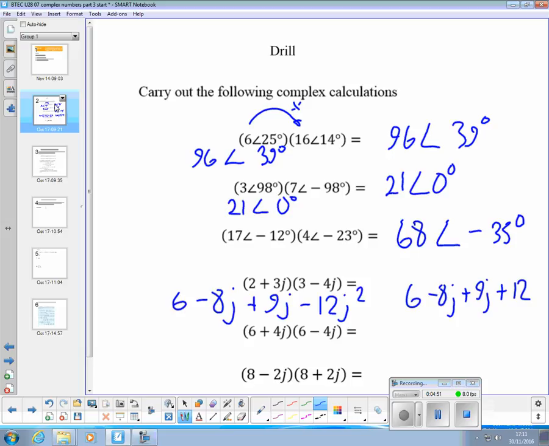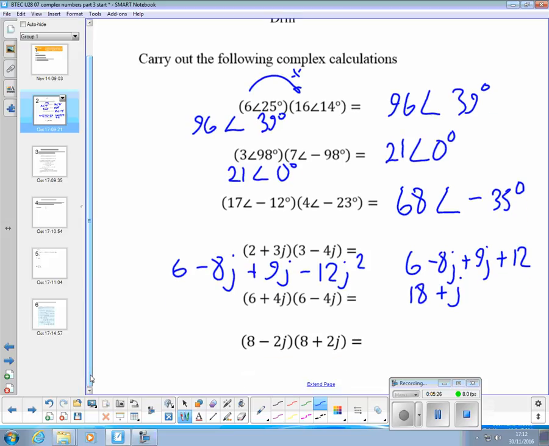Then I added the 6 and the 12 together to make 18. And then I added the minus 8 and the plus 9, so it's 18 plus j. Am I right? Minus 8 plus 9 is 1j. Everyone agree with that, yeah?